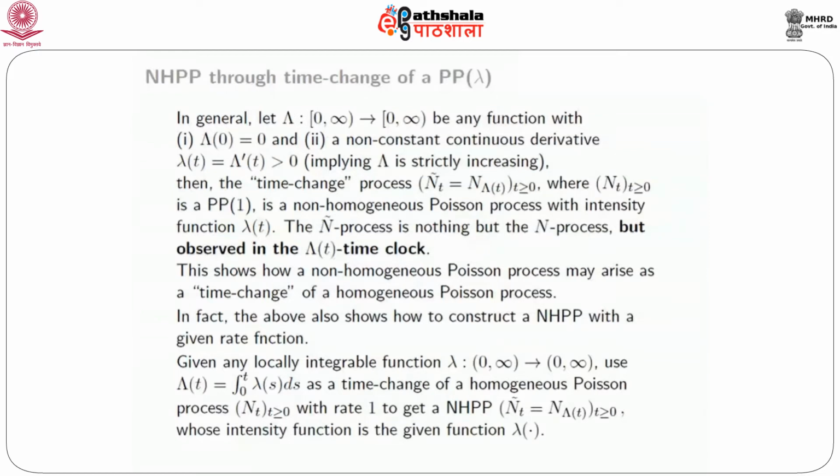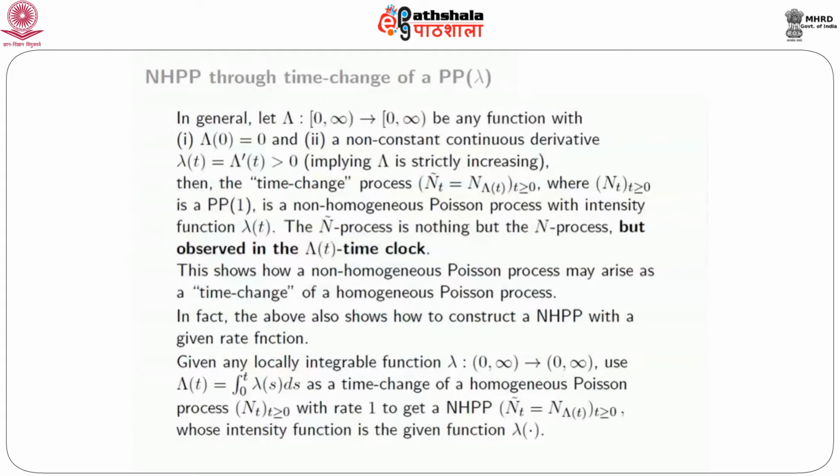Notice that the N tilde process is nothing but the N process, but observed in the Lambda t time clock rather than the t time clock. So this shows how a non-homogeneous process may arise as a time change of a homogeneous process. Okay, so you change the clock of the homogeneous process. Originally you have a homogeneous Poisson process, but instead of looking at it along the natural time clock t, you look at it in a different time clock. So that's a time change, and often such appropriate time changes give rise to non-homogeneous Poisson processes.